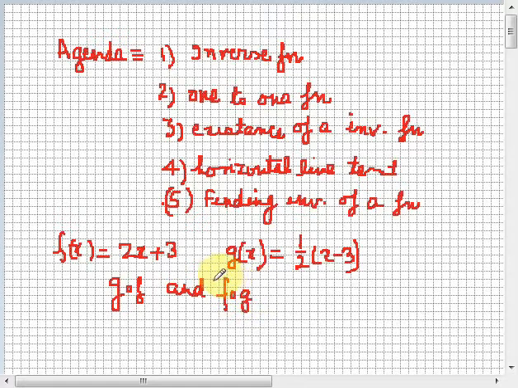So the agenda for today is inverse functions, one-to-one function, existence of inverse function, horizontal line test for inverse function, finding the inverse of a function. We will start our study with this example which we left last time.